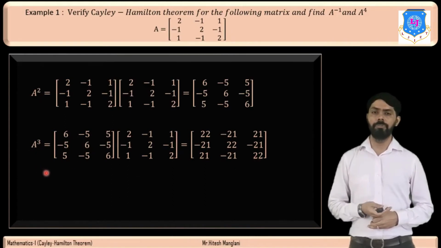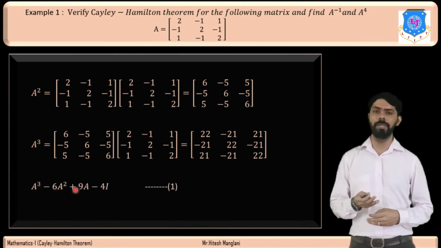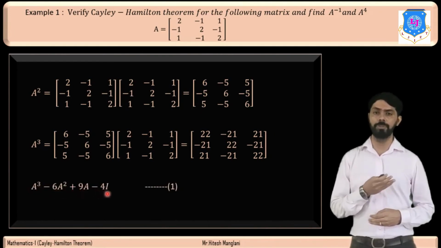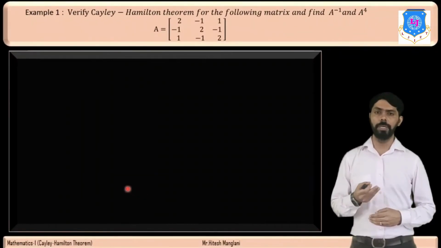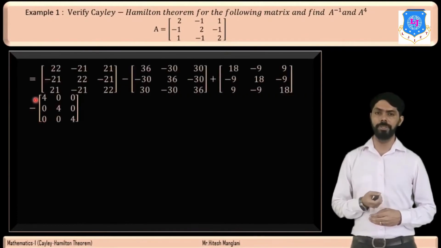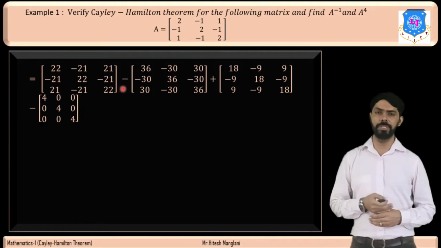Here we will have to verify Cayley-Hamilton theorem. So here we will find out A cube minus 6A square plus 9A minus 4I. Suppose this is equation number 1. Here we have already found A cube and A square, so we will put A cube and A square in this equation. So we have already found A cube, which is [22 -21 21; -21 22 -21; 21 -21 22]. Then after minus 6A square.